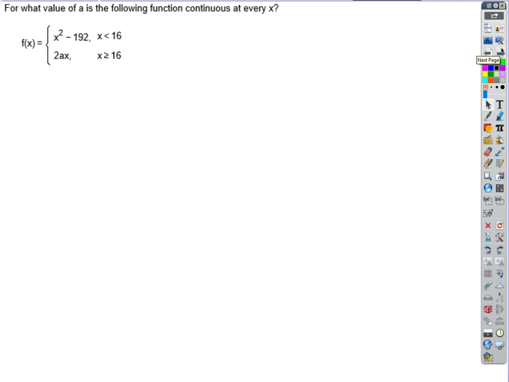What about this? Find the value of a that makes this function continuous at every x. What would I do? What do you think? Maybe I haven't heard from you. What am I going to do? Who haven't I heard from? Kyla, what do you think? If I want to make this continuous, I have to define a value of a that's going to make it continuous. It's a piecewise function.